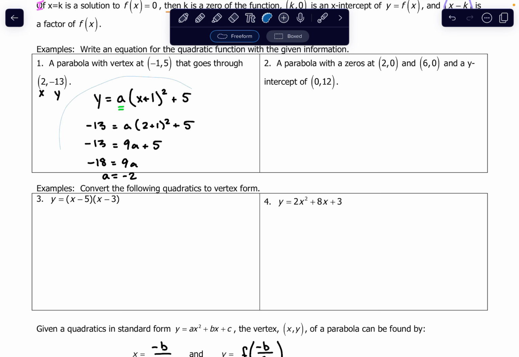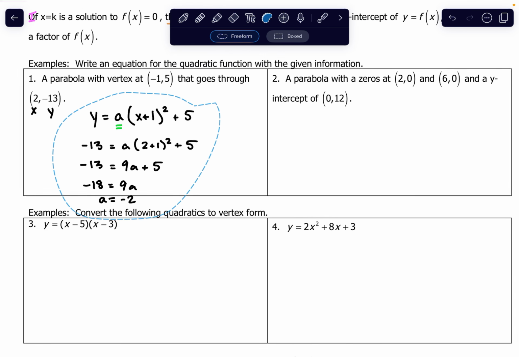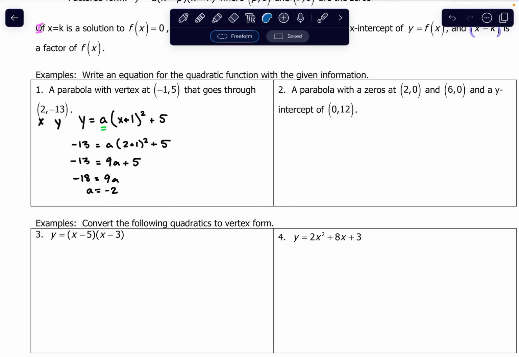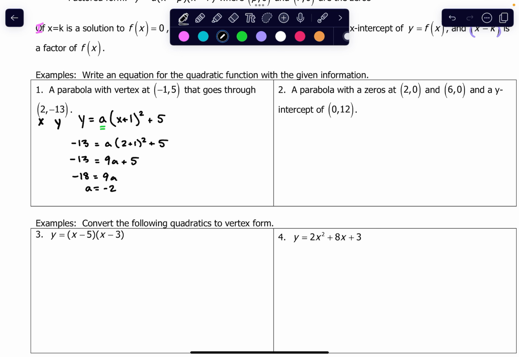Lastly, make sure to answer the question that is being asked. It wants us to write an equation. So we must write our final equation with our stretch of -2.